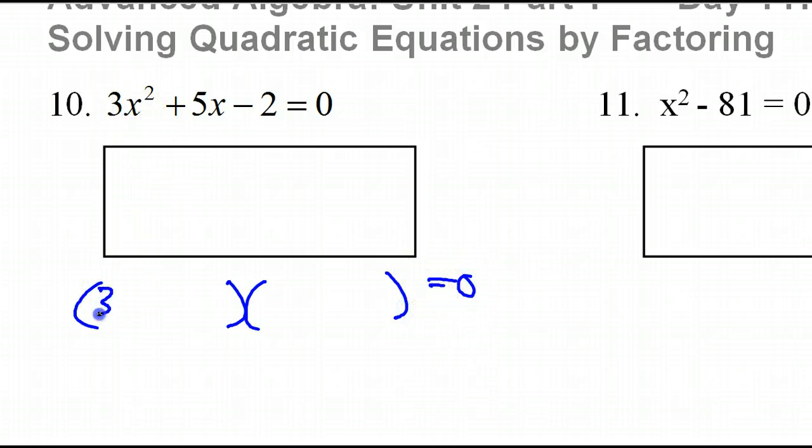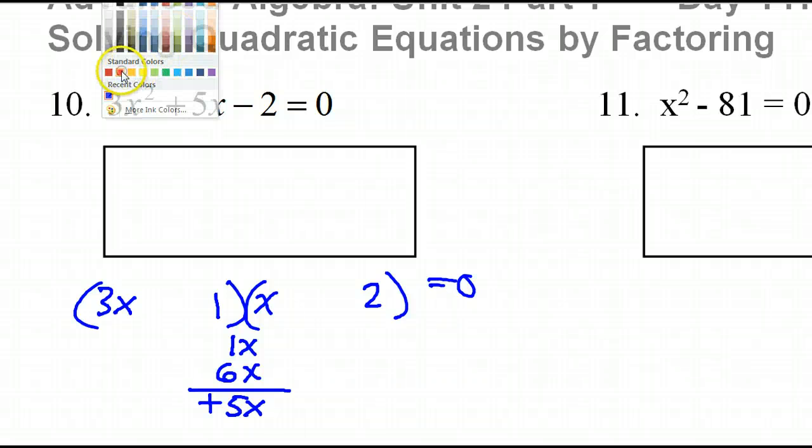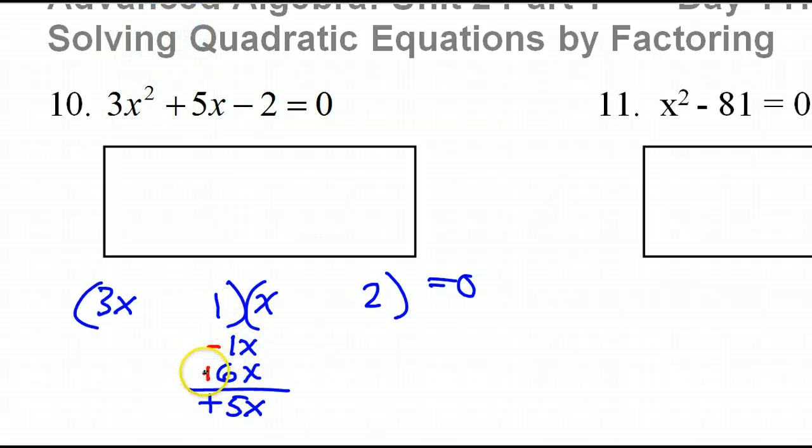3x squared. It's going to be 3x and x. That's the only way. 2 is only 2 times 1. Alright, I'm going to start off with 1 times 2. If that doesn't work, I'll reverse it. Inner, I have 1x. Outer, I have 6x. I'm trying to get a positive 5x. I can make that happen if the signs are minus and plus. Okay, that would make this minus and this plus. Will that give me negative 2?